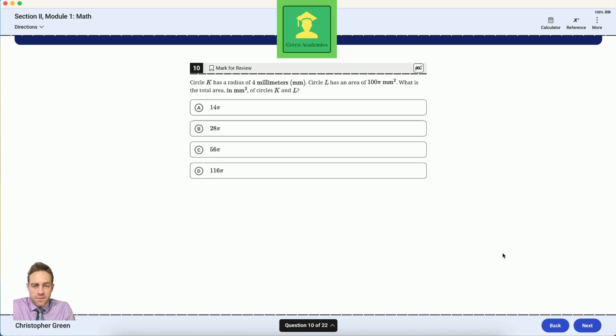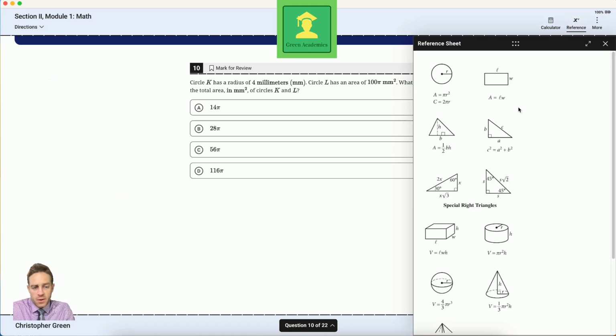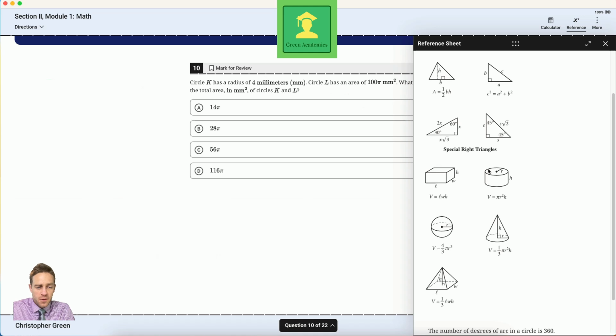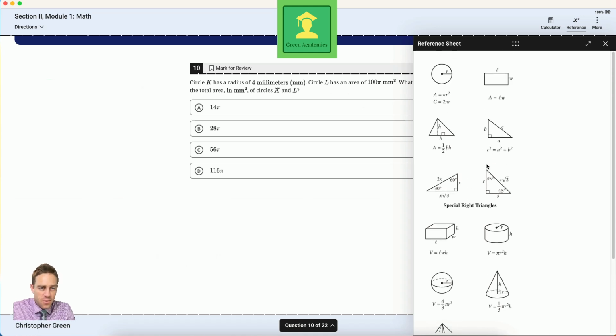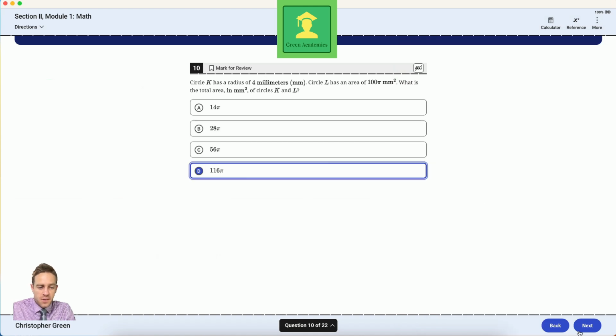Circle K has a radius of 4. Circle L has an area of 100. What is the total area in same unit of circles K and L? Well, circle with radius of 4, you could look at the reference sheet if you really weren't sure, although you probably should know these formulas, has area pi r squared, which is 16 pi square millimeters, and the other one already just is 100, so it's 116 pi.